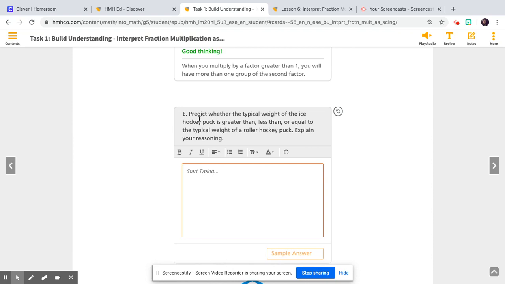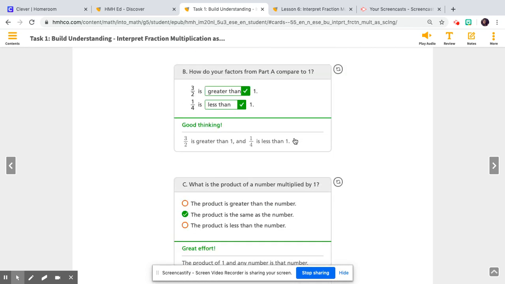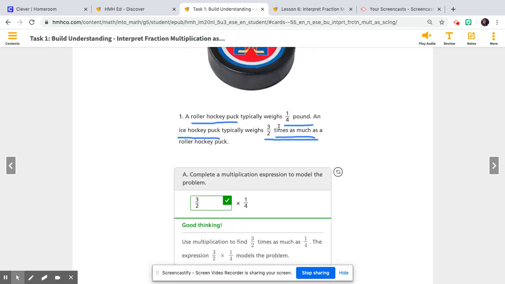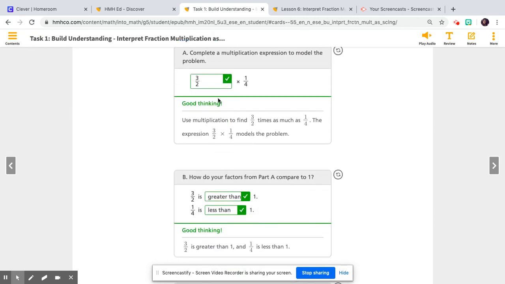And now it wants me to make a prediction for part E. Predict whether the typical weight of an ice hockey puck is greater than, less than, or equal to the typical weight of a roller hockey puck. Explain your reasoning. Remember, the whole point of doing all this is because we want to know if the weight of the ice hockey puck is greater than or less than this 1/4. Okay? Think about our expression. We're doing 3/2 times 1/4. This is how much the roller hockey puck weighs. The ice hockey puck is the answer to this problem.